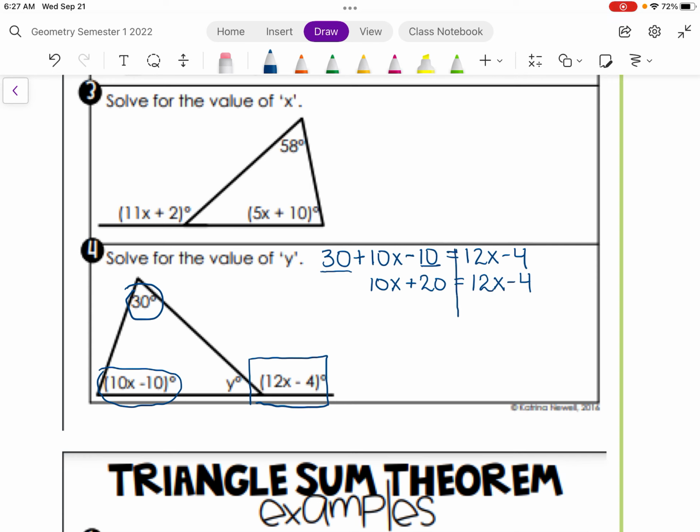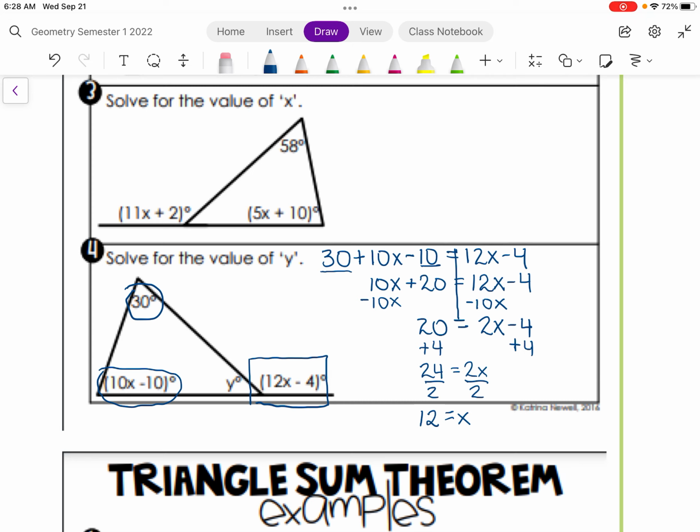Now that I have that equal sign, remember I need to subtract 10x from both sides. So I get 20 equals 2x minus 4. Add 4. Divide by 2. And we finally get that x equals 12. Okay? So we have two ways to do this.